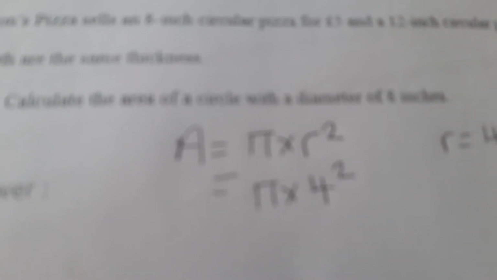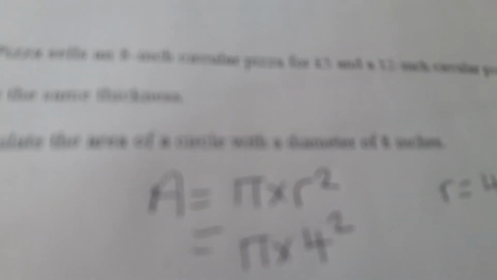So, what you had to do, first of all, was find the area of the 8-inch pizza. So that is area equals pi times the radius squared. Don't forget the radius is not 8. The radius was 4, half of that. So pi times 4 squared, you take the calculator.